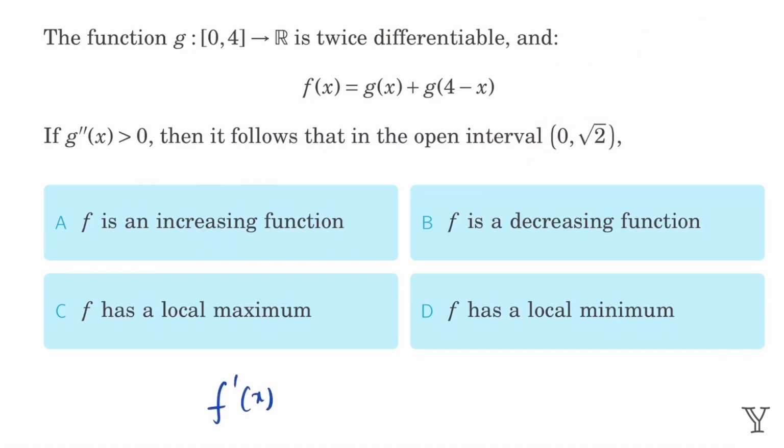Let's begin by computing f dash x. First differentiate g of x and we just write g dash x, and the second term is g of 4 minus x and the derivative of that is g dash of 4 minus x. Now using the chain rule we differentiate 4 minus x, so we get a negative sign.